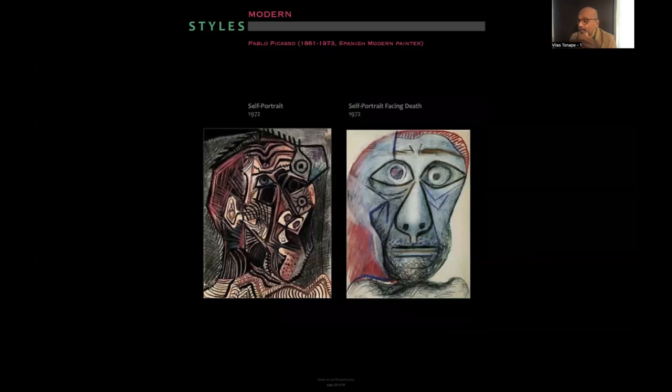And then when we come to Picasso again, he did this at the age of 91. He died at the age of 92. Official record is even the day he died, at 92, that very day he was drawing. He was doing art. Incredible. But anyhow, the interesting thing over here, now we move to self-portrait facing death.